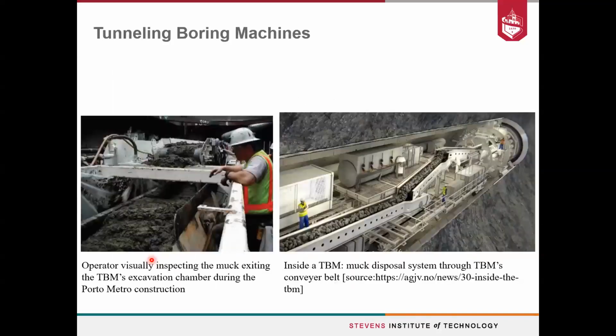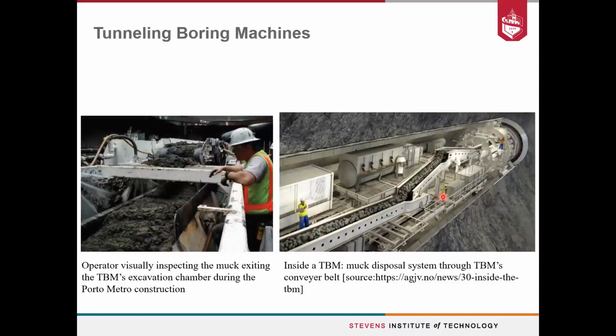In addition to that, material that is coming out of the TBM is also weighed and inspected visually. And so what you see here is the operator visually inspecting the material coming out of the TBM. And here on the side, you can see the inside of the TBM and the muck disposal system. And you can see how complex this type of machine is.